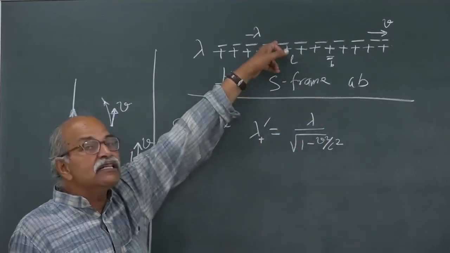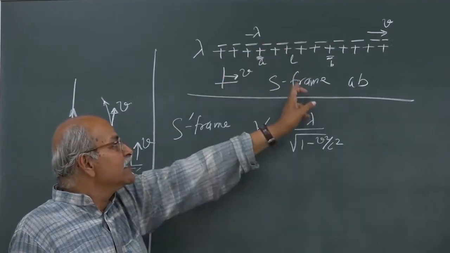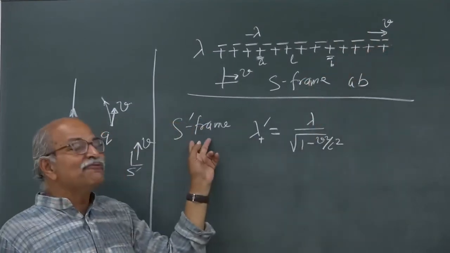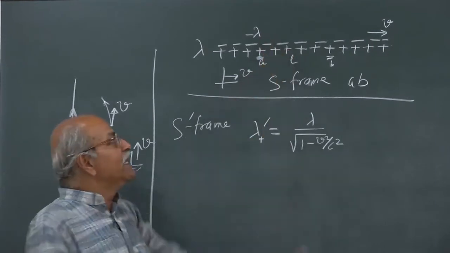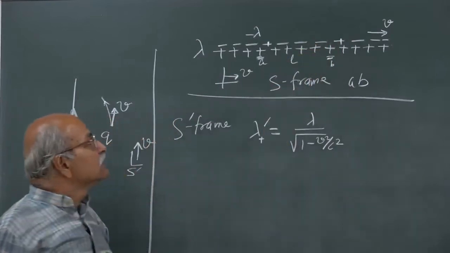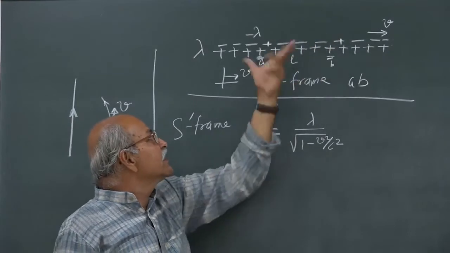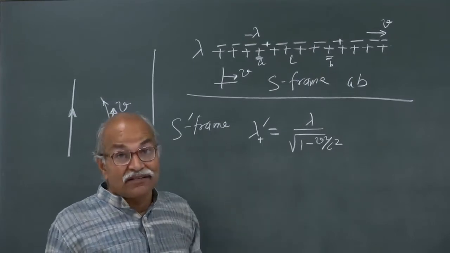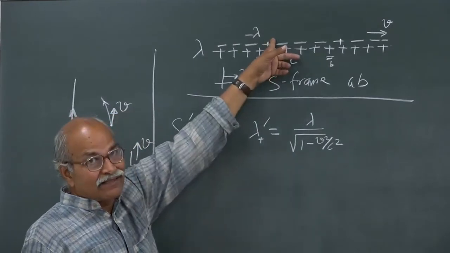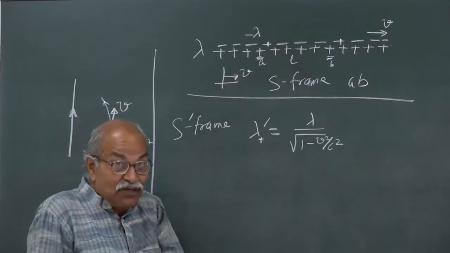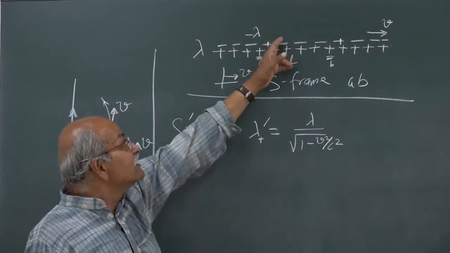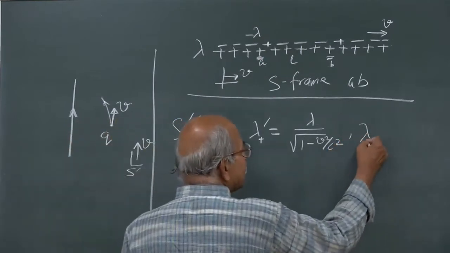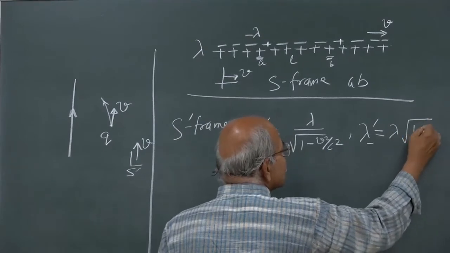Now, look at the negative charge line. The negative charge line in the S frame is moving with a velocity v towards the right, towards the positive x direction, and therefore, as seen from the S prime frame, this is at rest. So, again if you take 2 points on this negative charge line, and this length is say L, what will be the length between these same 2 points as seen from S prime? That length will be larger, because in the S prime frame this is at rest, and rest length is the largest length, moving length is smaller than the rest length. So, the length has increased by a factor gamma, and therefore, the charge density will decrease, and hence lambda minus prime will be lambda times square root of 1 minus v square by c square.